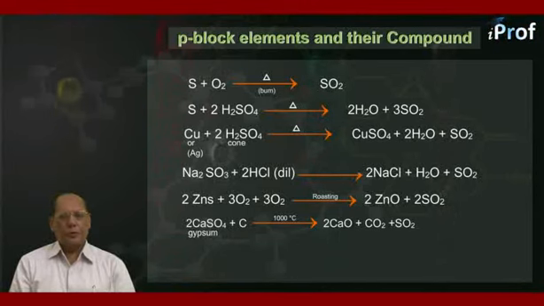Fifth, 2ZnS plus 3O2. In fact, it is the roasting type of heating. So the products become 2ZnO plus 2SO2. Number 6, 2CaSO4, that is gypsum, heat it with carbon at a temperature of 1000 degrees Celsius. The products are 2CaO plus CO2 plus SO2.